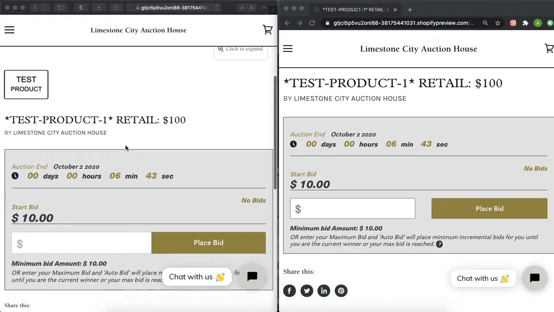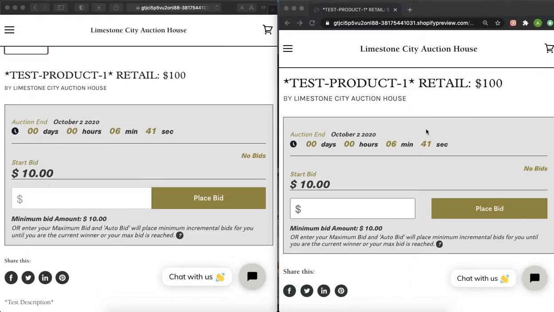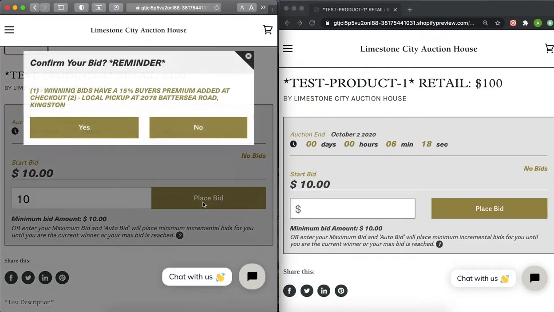So basically, I've made the bidding box as big as I can on both of these items so it's easier to see. We've got an item that's starting at $10. There are no bids placed on this item yet. I'll go to the left-hand side and place a bid from the left-hand user. When there are no bids on it, I can place a start bid that's the same, so I'll place a $10 bid.